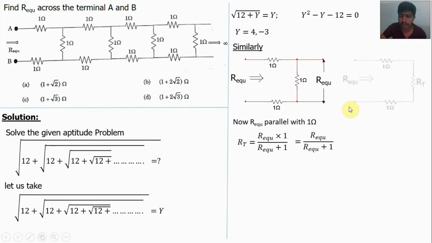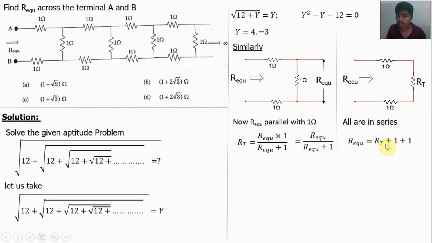Now the circuit will become like this: 1 ohm, RT and 1 ohm. In this circuit, all are in series. So R equivalent is equal to 1 ohm in series with RT in series with 1 ohm. So R equivalent is equal to RT plus 1 ohm plus 1 ohm. If R1, R2, R3 are all in series, then R total is equal to R1 plus R2 plus R3. Okay, series formula. Now substitute this RT in this equation. We will get R equivalent is equal to R equivalent by R equivalent plus 1, plus 2.